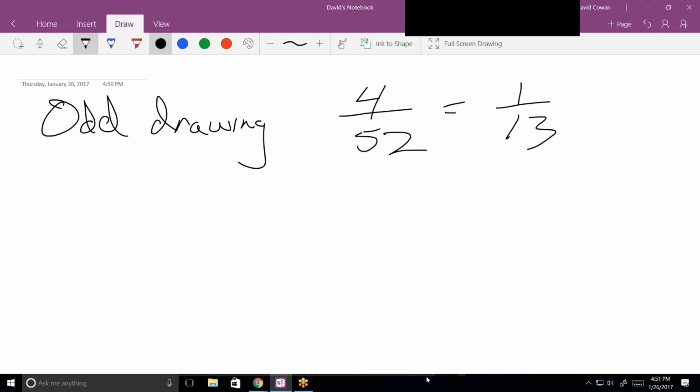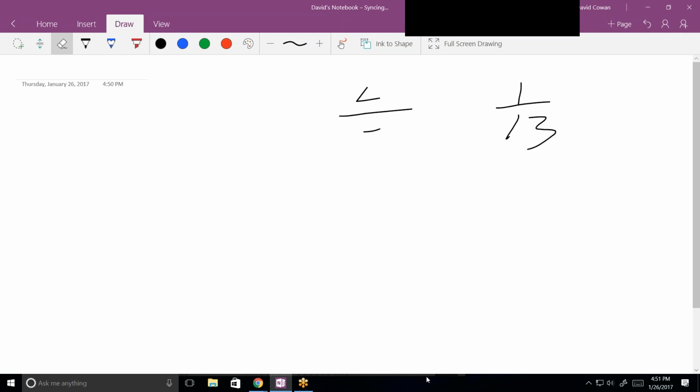So simple probability is pretty easy, but probability problems can get way beyond simple, let me tell you. They can be very, very complicated.